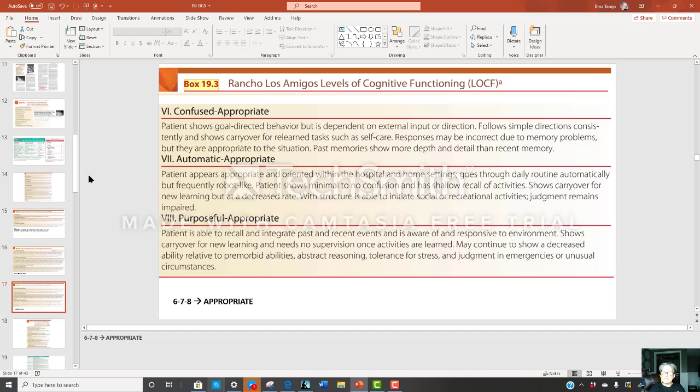Aware of and responsive to the environment. Understands that they're in the gym and understands they're there to do therapy. Aware of the gym and responsive to exercising in the gym. They're not confused. They're ready to do this. Shows carryover for new learning and needs no supervision once activities are learned.